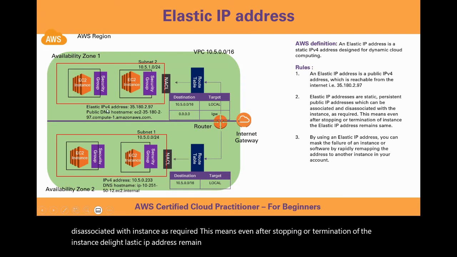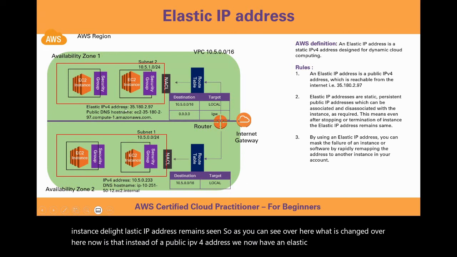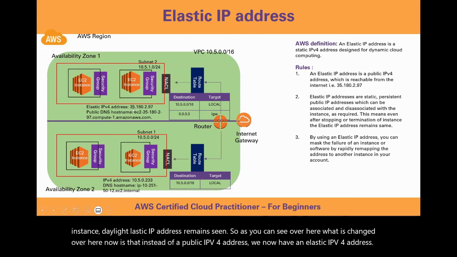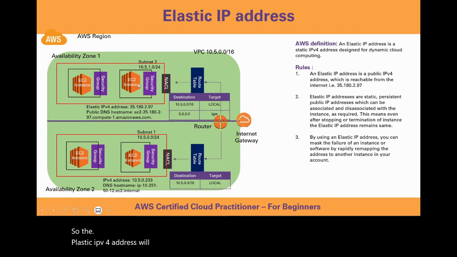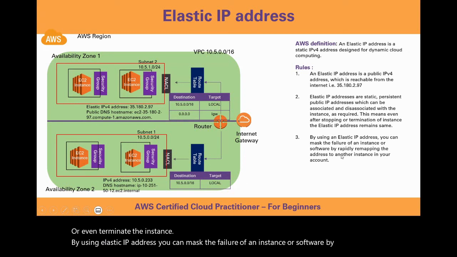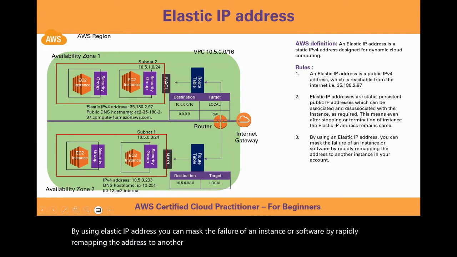As you can see over here, what has changed now is that instead of a public IPv4 address, we now have an elastic IPv4 address. The elastic IPv4 address will remain static even if you were to stop or even terminate the instance. By using an elastic IP address, you can mask the failure of an instance or software by rapidly remapping the address to another instance in your account. So this is the benefit of having an elastic IPv4 address.